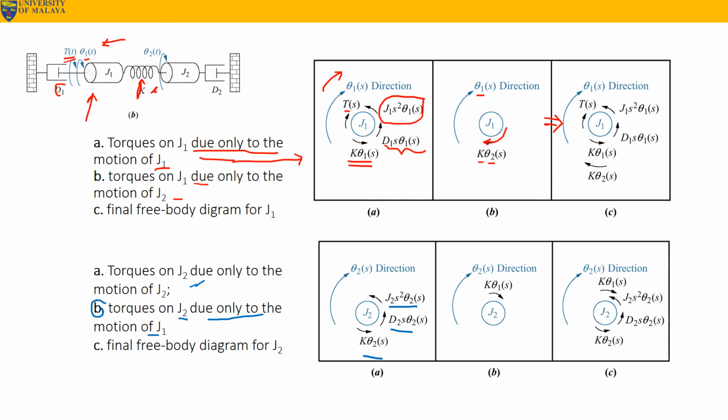For figure B for J2, we have to write the schematic for the torques acting on J2 only due to the motion of J1. Now try to imagine in our head that J2 is stationary and J1 is rotating in the positive theta1 direction. Because of that, there is a certain torque that will be translated through the spring, and the impedance is given by K theta1 of S. Basically figure C is combining and collecting all of the factors into a single schematic, which we will then arrive at in this particular figure. So that is the first step, drawing the schematic.